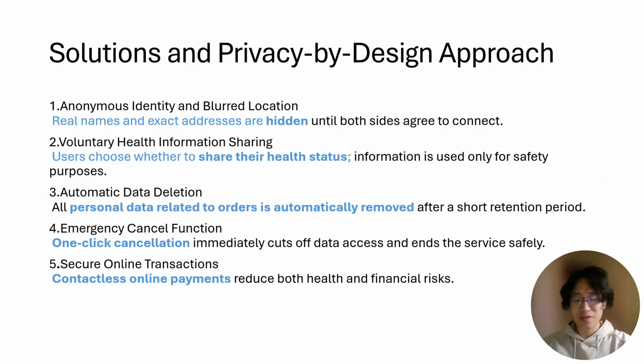To solve these challenges, Safe Home was built on the privacy by design principle. The security design is not added later, but is built in from the start. We really care about it. And first, protect identity and locations. Users remain anonymous at the beginning, and only a blurred area is displayed until both sides agree to connect, and then they can know the real name and the real address.